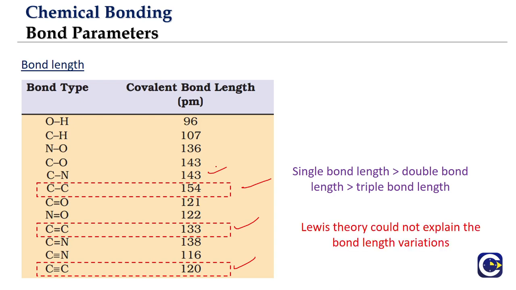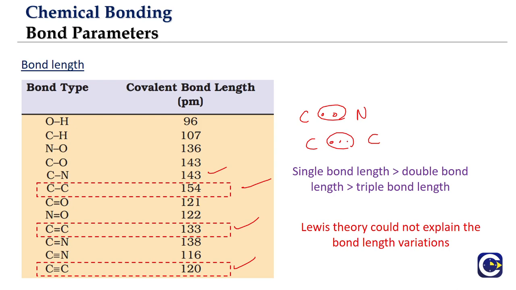One of the major drawbacks of the Lewis theory is that the Lewis theory could not explain why there are these variations in terms of the bond length. See, the carbon-nitrogen single bond is happening because of the sharing of an electron pair between carbon and nitrogen, and the carbon-carbon single bond is happening because of sharing of an electron pair between carbon and carbon. So why is there a difference in terms of the bond length? This is something that is not being addressed by the Lewis theory.